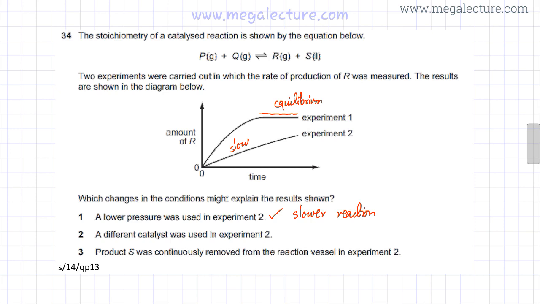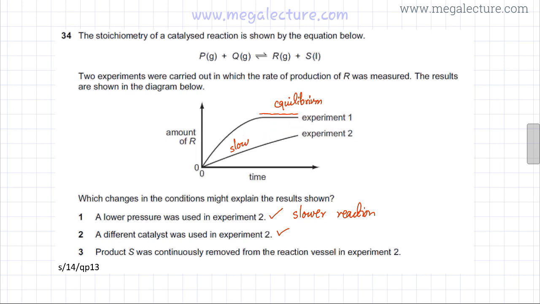The second option is that a different catalyst was used in experiment 2. Again, that would indicate that the reaction might be slow. Using a different catalyst would probably slow down the reaction. So this is possible. A different catalyst in experiment 2 might have slowed down the reaction.